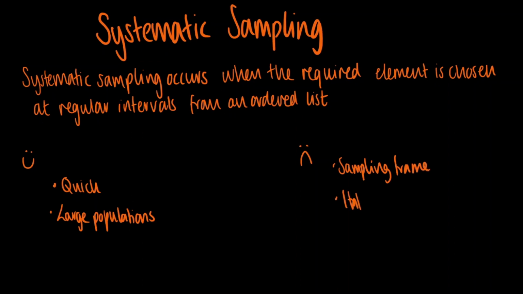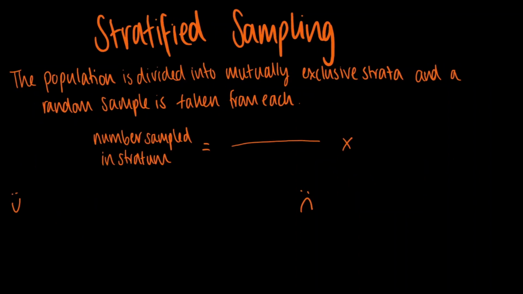However, a disadvantage of systematic sampling is that a sampling frame is required, and it can introduce bias if the sampling frame isn't random.